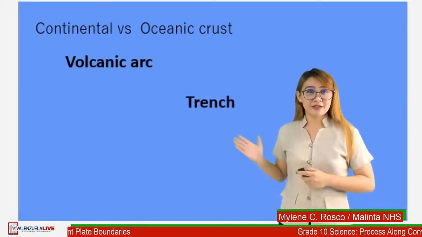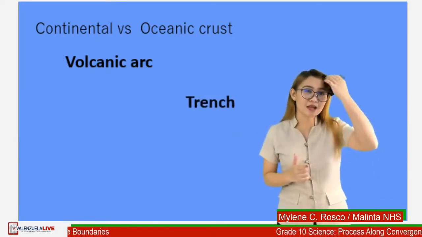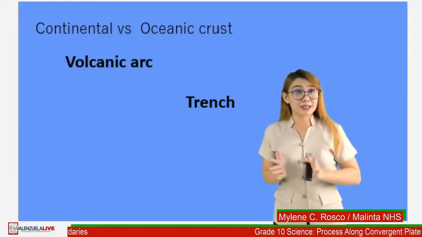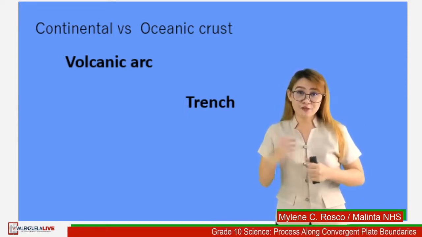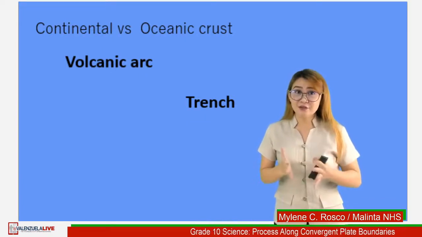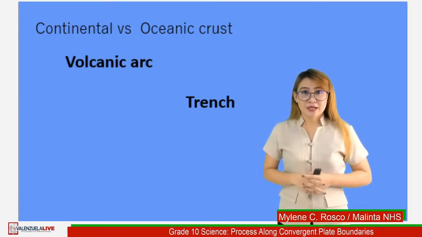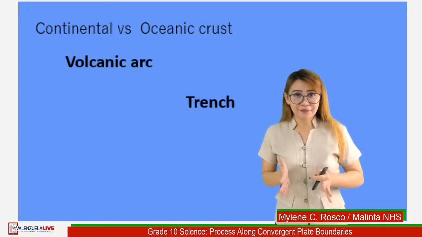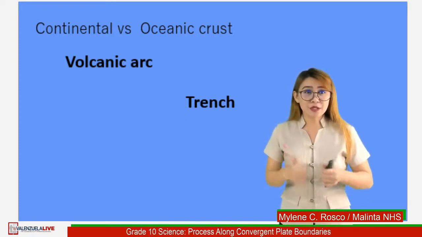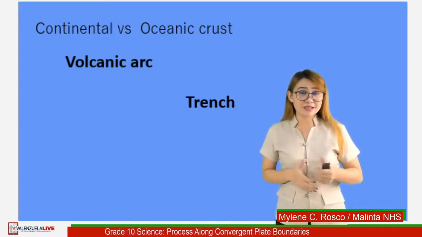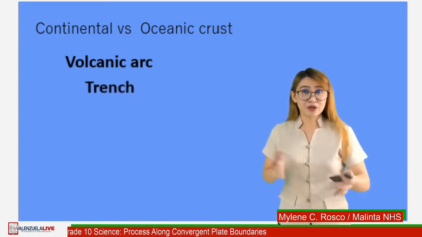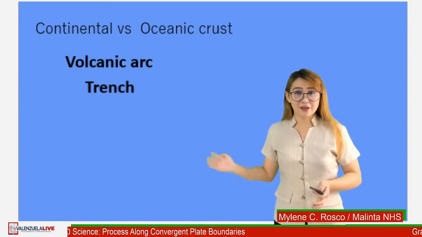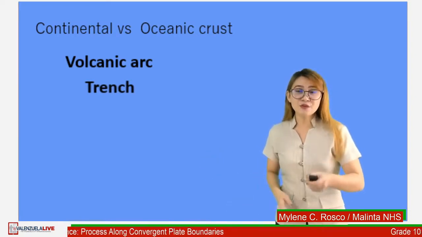We have here trench. Do you think a trench will be formed on the collision of continental and oceanic crust? So hit like if your answer is yes, and sad face if no. Alright, so may I see your answer? If you hit like react, your answer is correct because a trench is formed in the collision of continental and oceanic crust. Now let's move on with the third one.